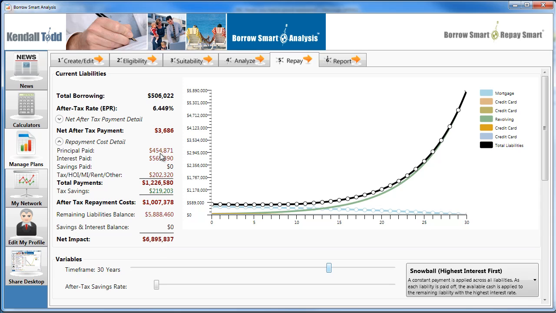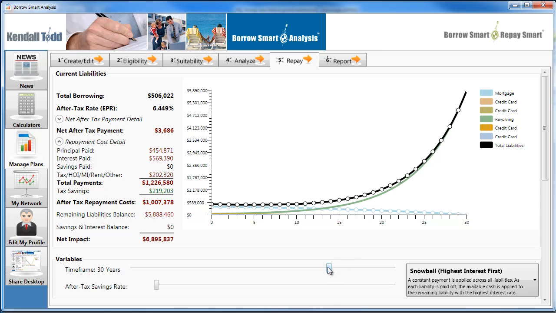Well, we can see the principal and interest that's being paid. At this rate, he'll pay $454 in principal and $569 in interest. Okay, but you can see the remaining balance on the liabilities is $5.8 million. Now, it's unlikely that would happen, but based on the current payment strategy and the current numbers, that's what's going to happen. This green line here is that revolving debt that we can see is compounding up.